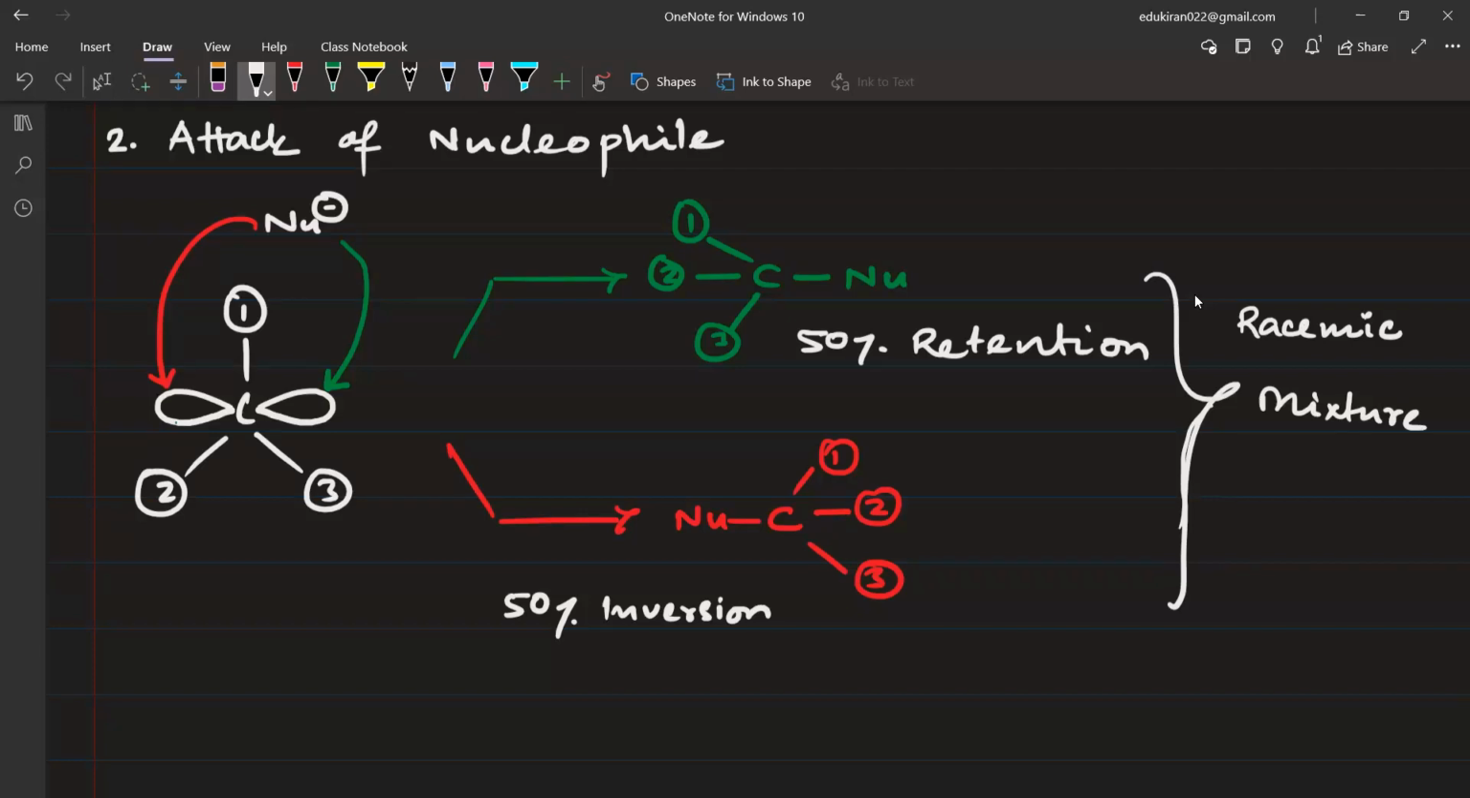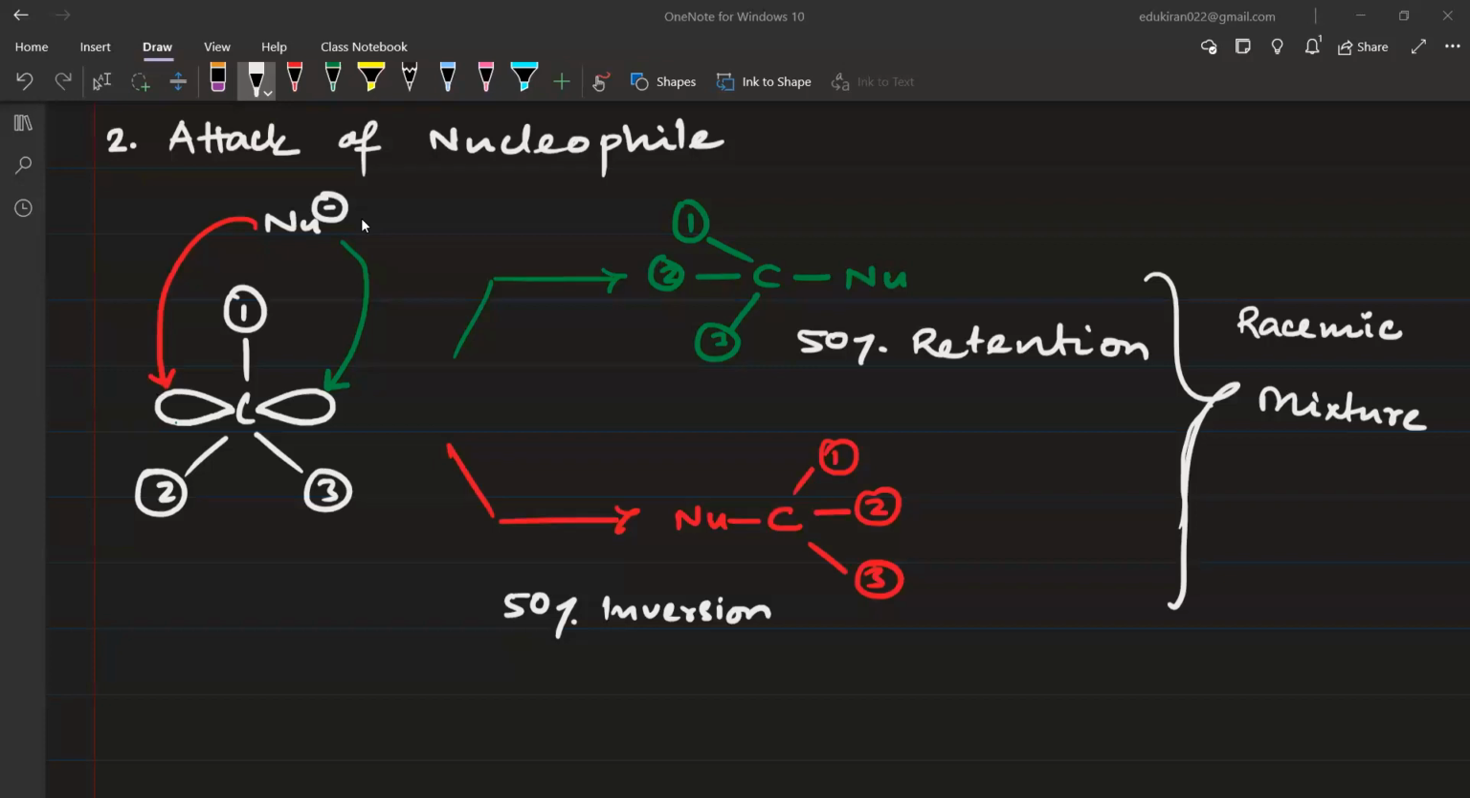All of you got this? Yes or no? Please tell me. So these are just new terms. Why is it 50% retention and 50% inversion? Isn't it almost the same only, sir? It's actually because of probability, no?